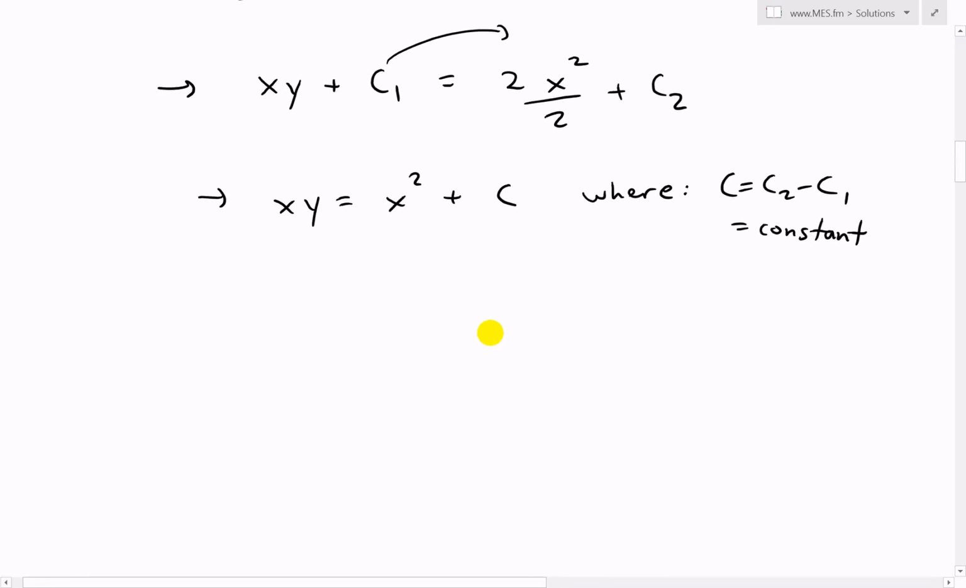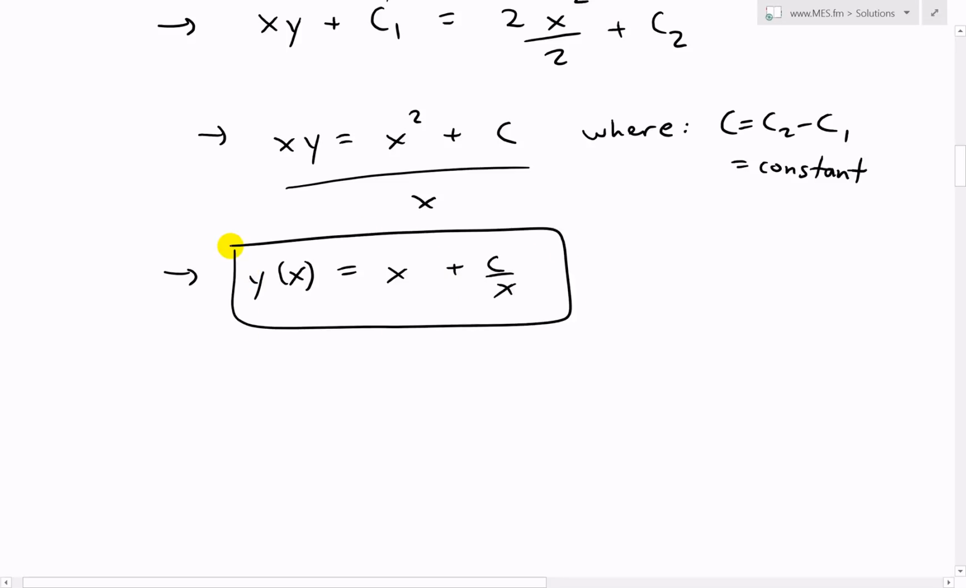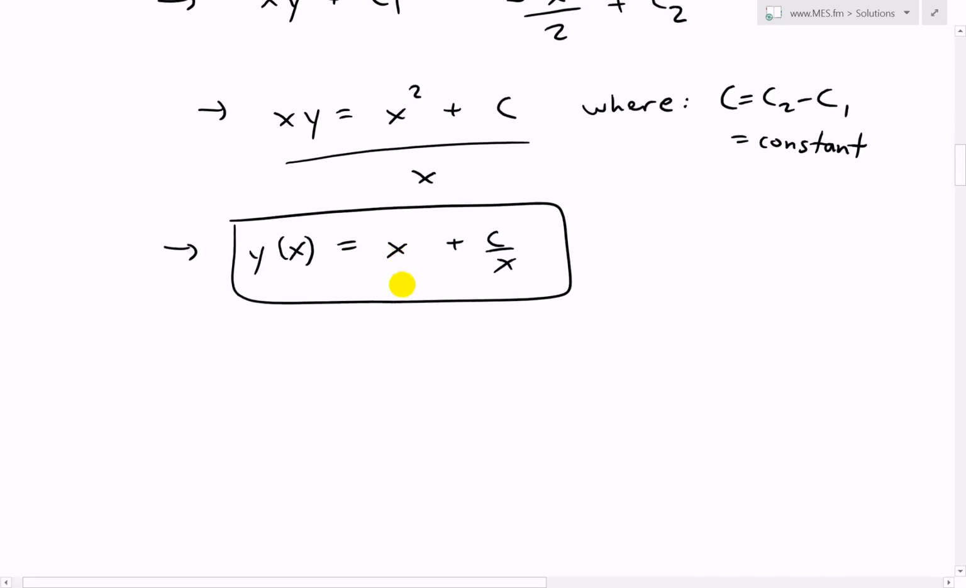So now that we have this, we can just divide by x on both sides, so that we can cancel, and we get y of x, just a function of x, is equal to x squared divided by x, which is just x, plus c over x. So there is our solution to this linear differential equation. So that's just a quick example of it.